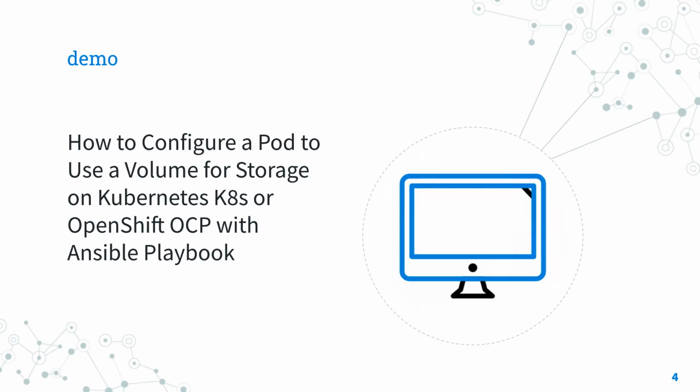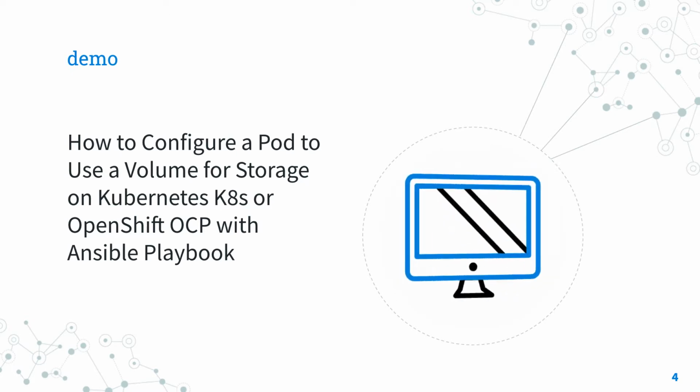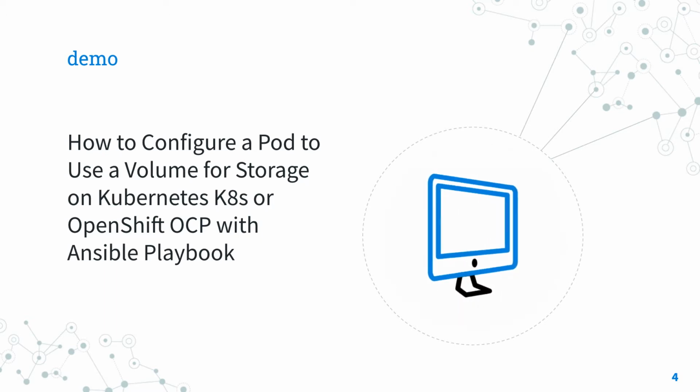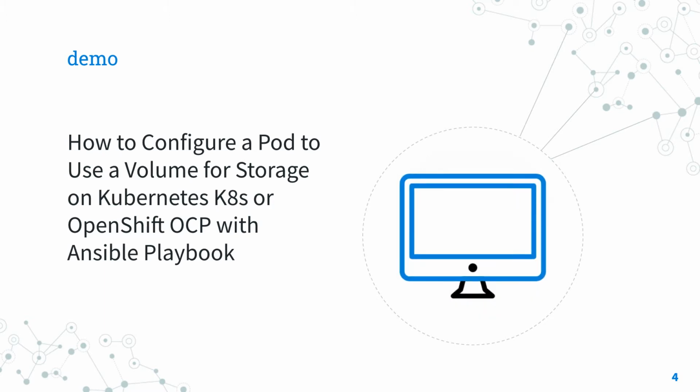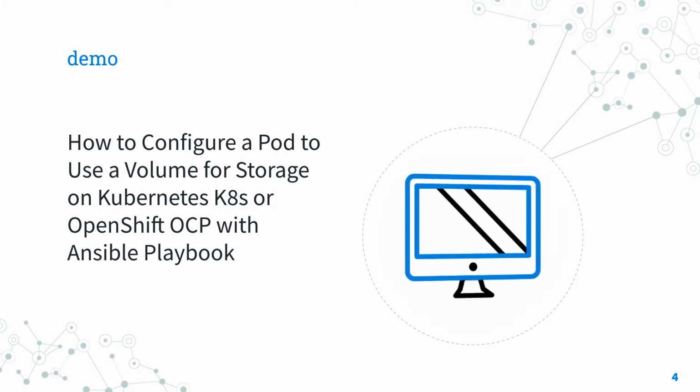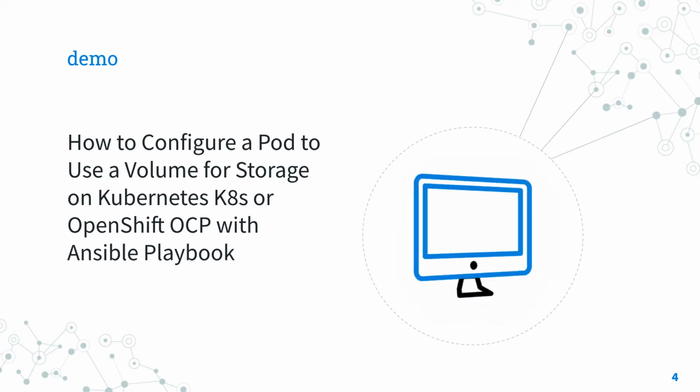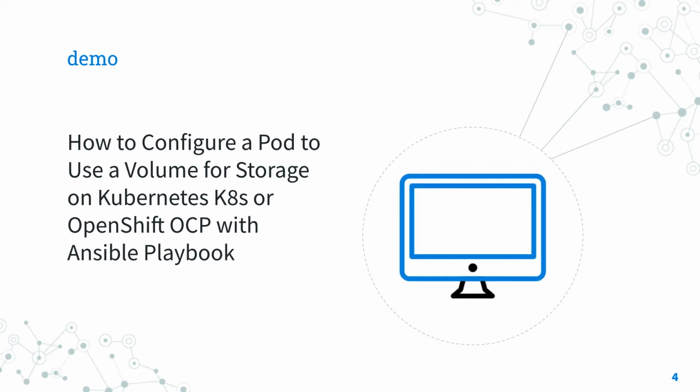Demo time. How to configure a pod to use a volume for storage on Kubernetes K8s or Openshift OCP with an Ansible Playbook. I'm going to create a pod that runs one container. This pod has a volume of type emptyDir that lasts for the life of the pod, even if the container terminates and restarts. Are you ready to have fun? Let's go!